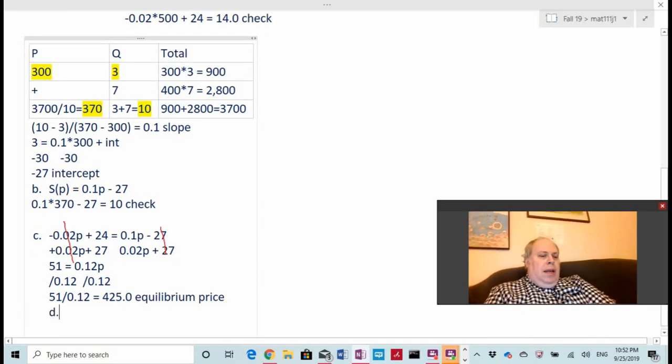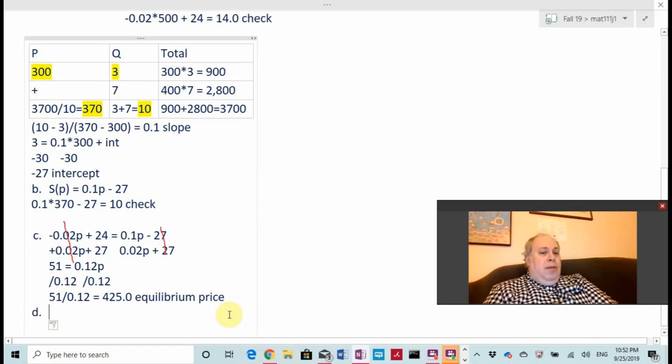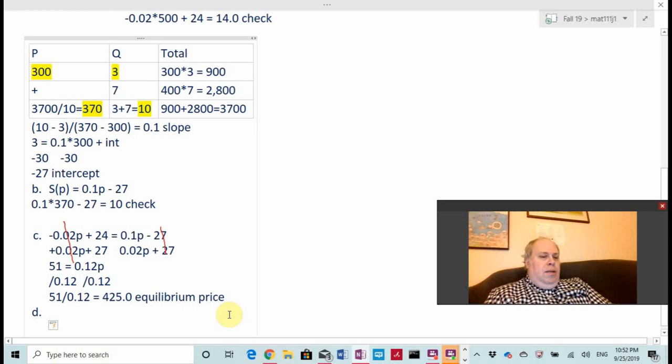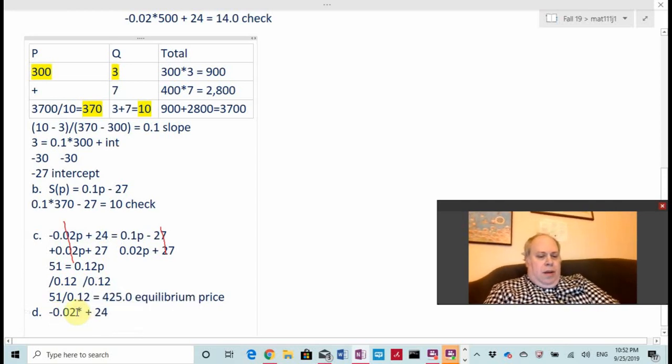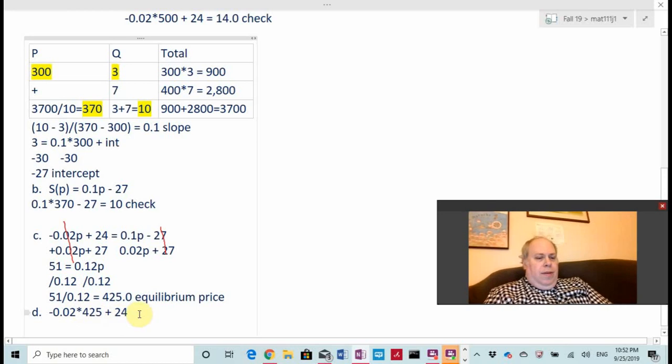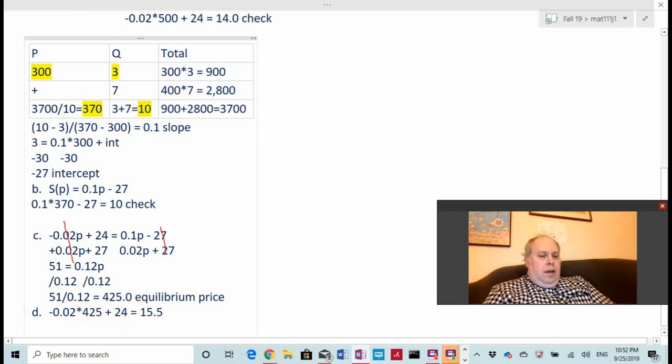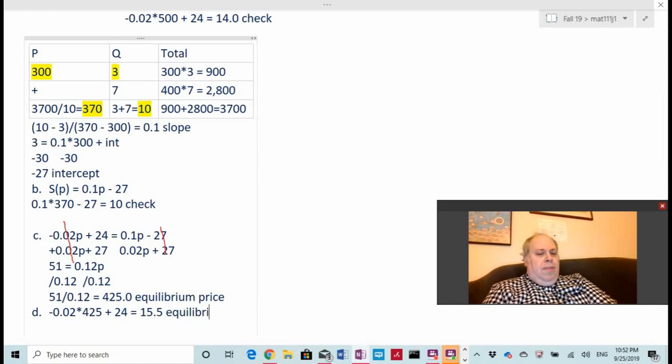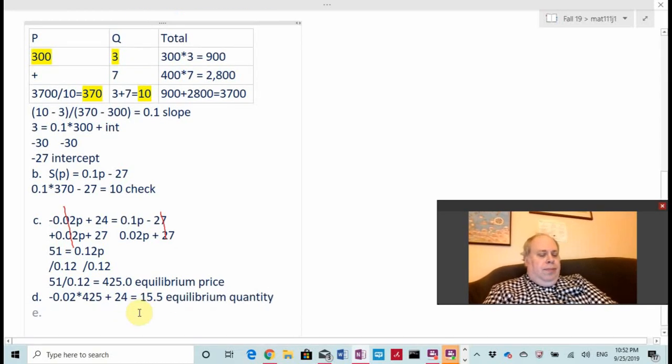Now, in part D, I want to find the equilibrium quantity. I just plug this into one of these formulas. So let's start with the demand formula. We go back to the original equality, and we plug in times 425. And we get 15.5 is the equilibrium quantity. I spelled it right this time.